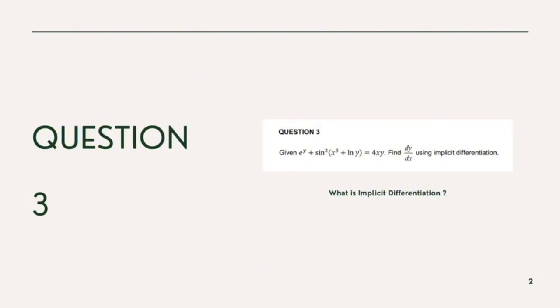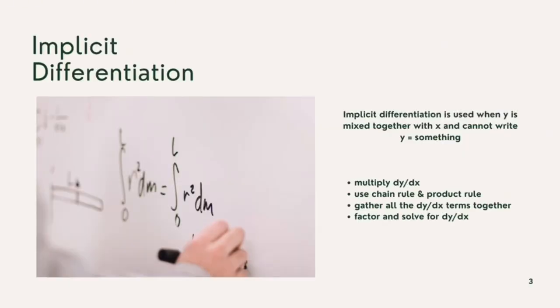Question number 3. Given e to the power of y plus sine squared in bracket x cubed plus ln y equals 4xy. Find dy over dx using implicit differentiation. Implicit differentiation is used when y is mixed together with x, and we cannot easily write y in terms of x. So the most important thing is we need to multiply all the terms with dy over dx.